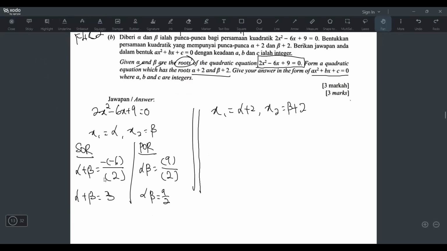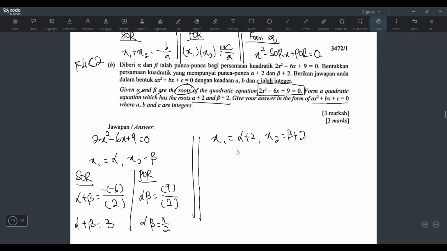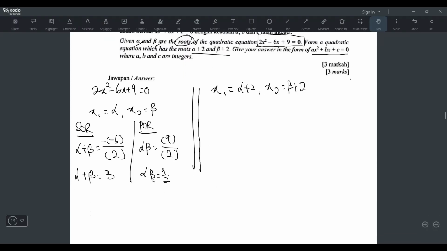Okay, now that you already reached here, these two pieces of information will help you later. You don't have to find the alpha beta value. You just stop here and then do the SOR and POR a second time. But when you do the second time, you will get stuck. You know why? Because you're trying to form the equation, and you don't have the alpha beta, right? So later when you get stuck, you use this information to help you.